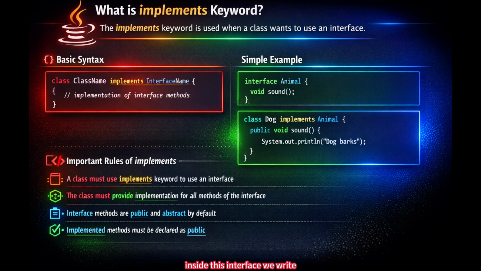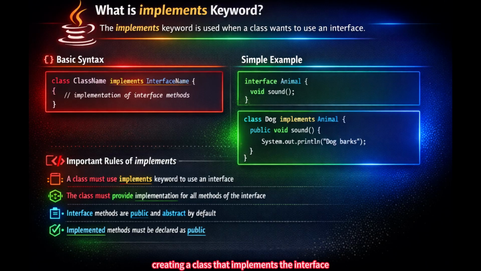Inside this interface we write void sound. Here, sound is a method declaration. It has no body. Because in an interface we only declare methods, we do not define them. So this interface animal is only saying, any class that uses me must create a sound method.